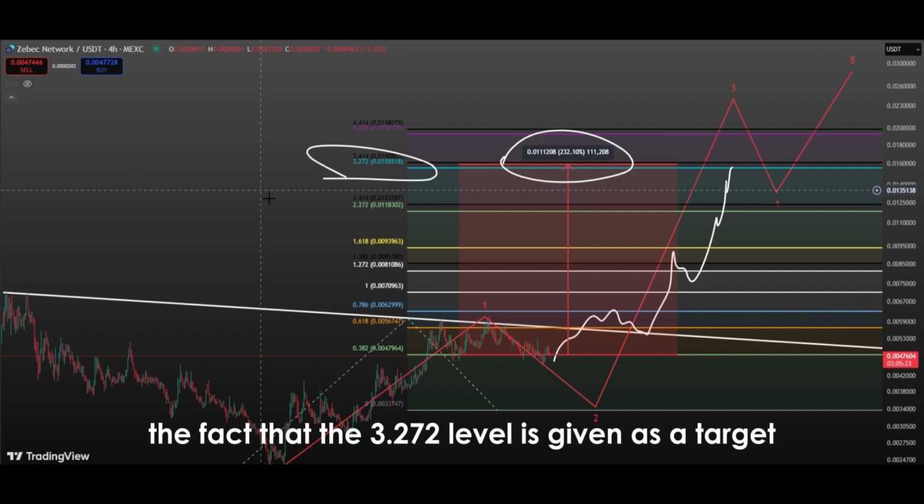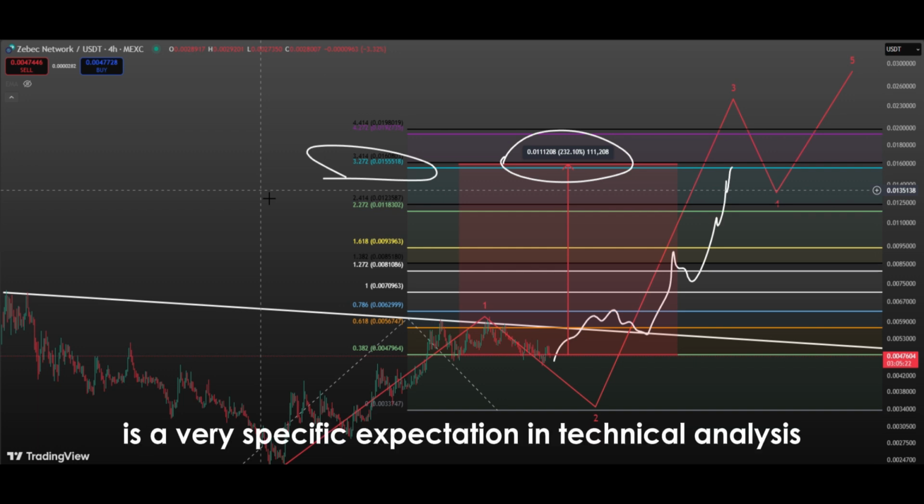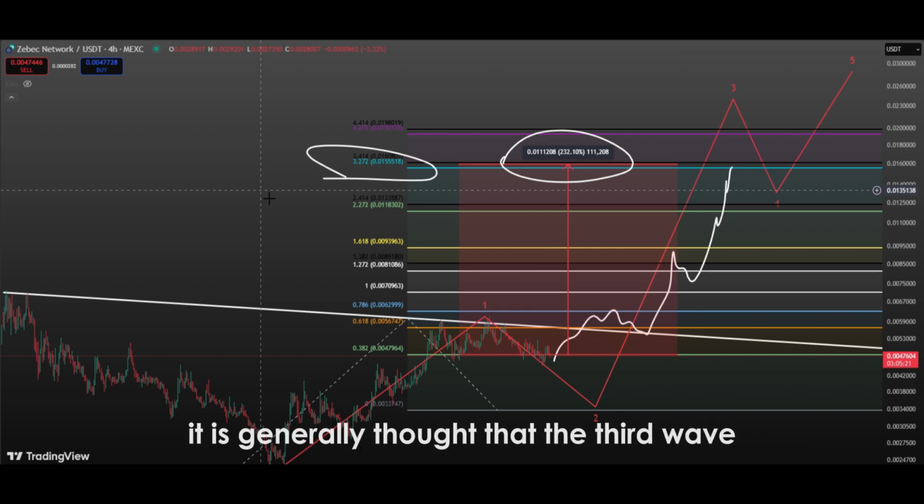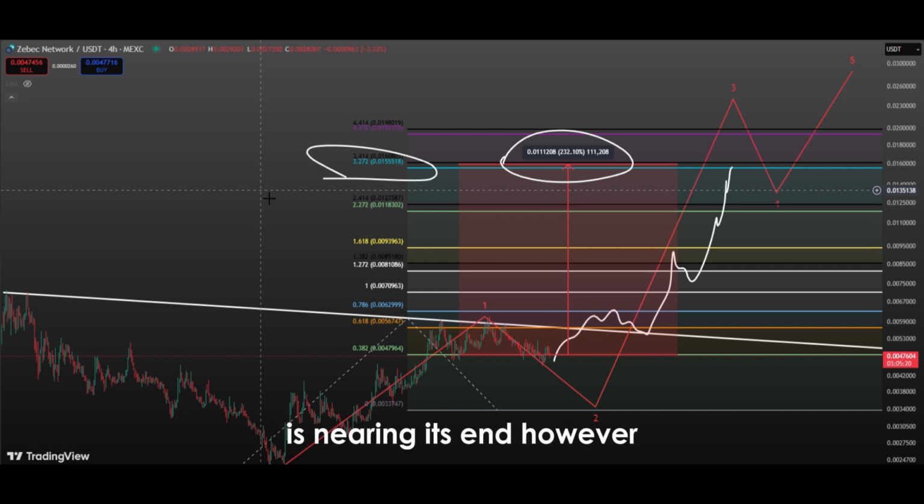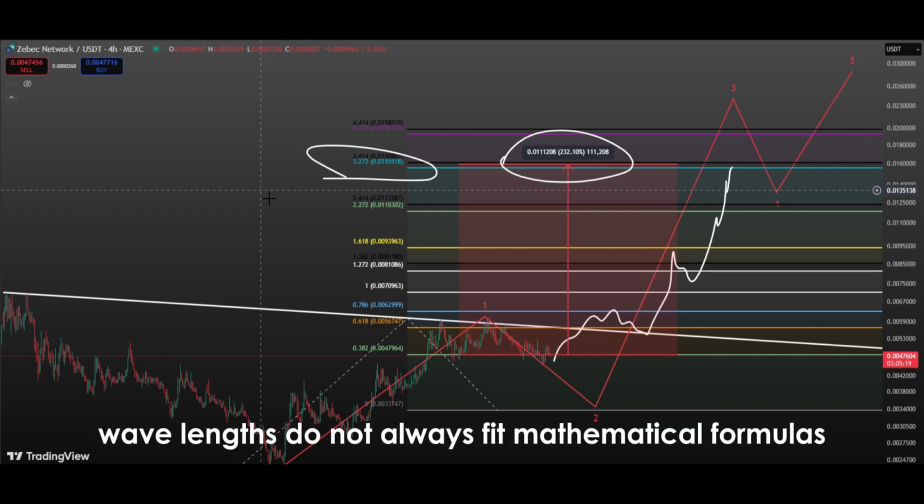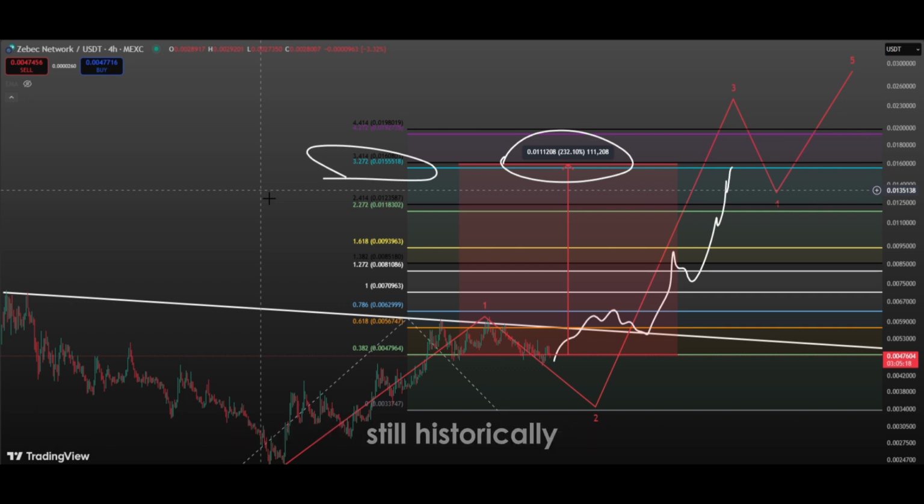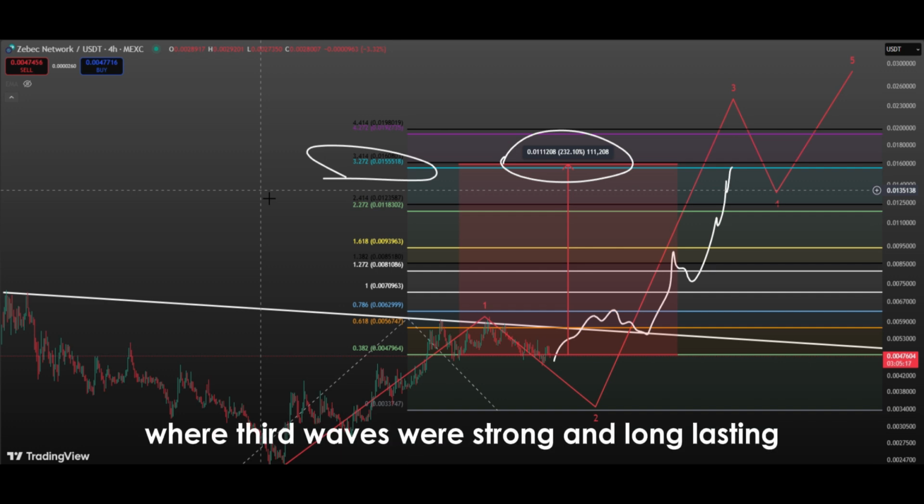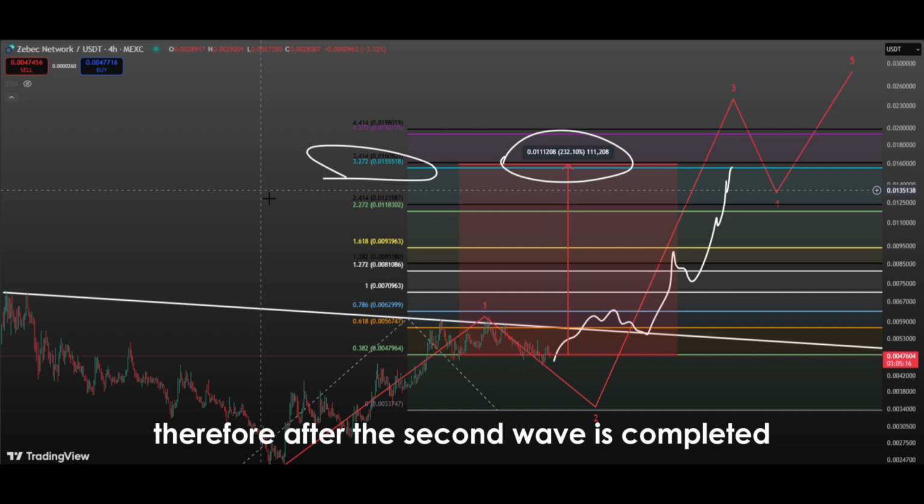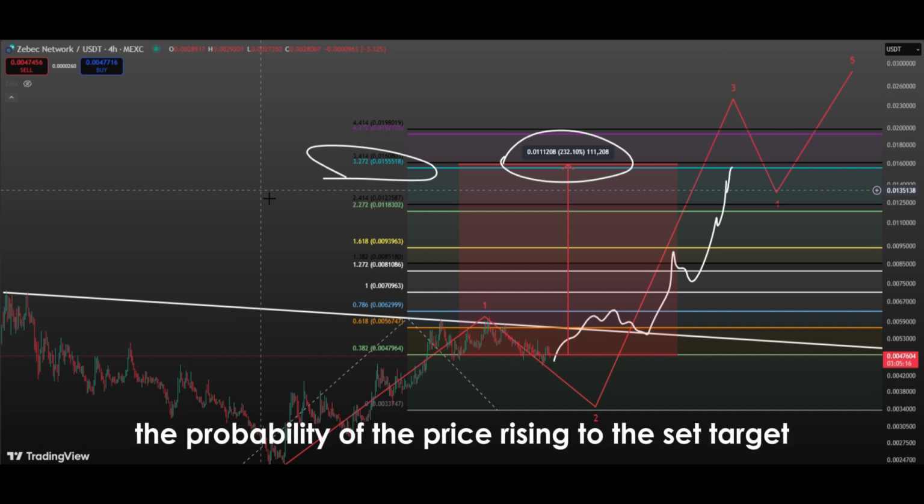The fact that the 3.272 level is given as a target is a very specific expectation in technical analysis. When the price reaches this level, it is generally thought that the third wave is nearing its end. However, it should be remembered that Elliott wave theory is flexible. Wavelengths do not always fit mathematical formulas. Still, historically, there have been many examples where third waves were strong and long-lasting. Therefore, after the second wave is completed, the probability of the price rising to the set target during the third wave is high.